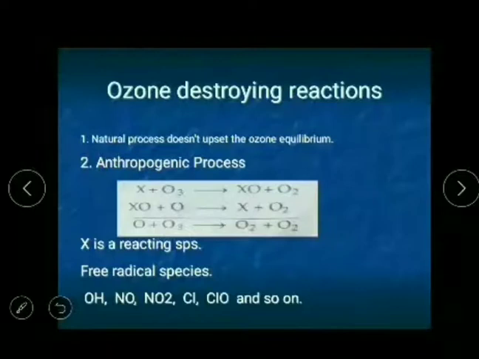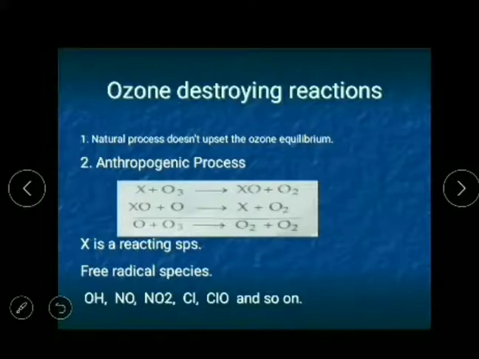Dear students, let us study the mechanism of ozone depletion. Here in this topic, we will study the ozone destroying reactions. There are two ways or processes of ozone depletion. Number one is natural process. Number two is anthropogenic process, that is man-made process. Okay.